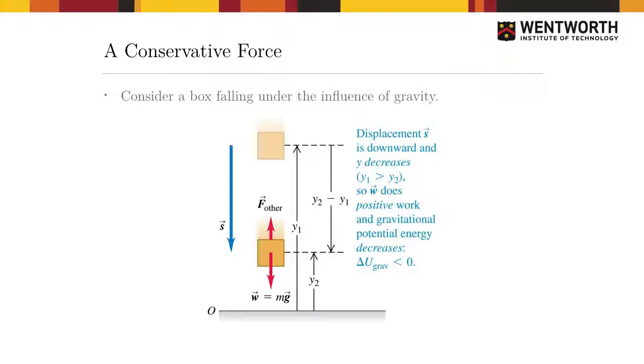So the gravitational force does negative work on the box on the way up, and positive work on the box on its way down. Also note that this box is moving on a closed path from y1 to y2 and back to y1. Therefore, gravity must be a conservative force. The work it does on the way up cancels out the work that it does on the way down.